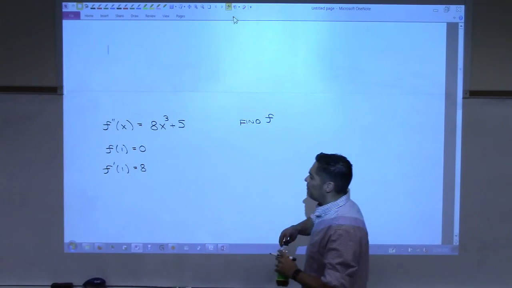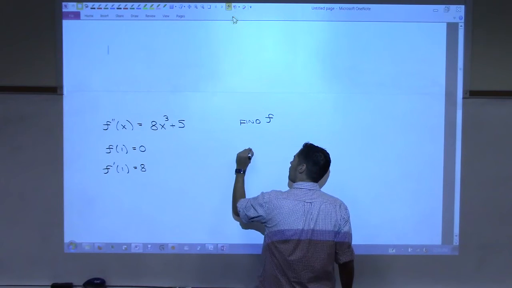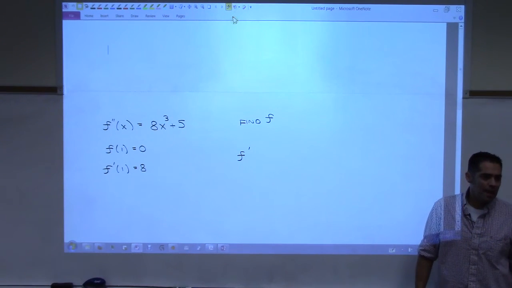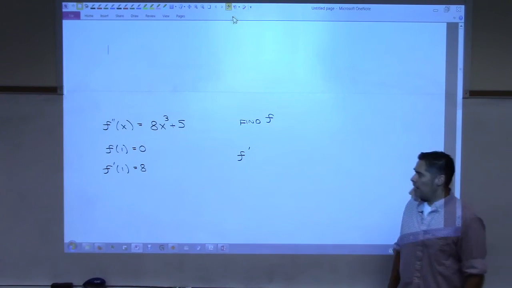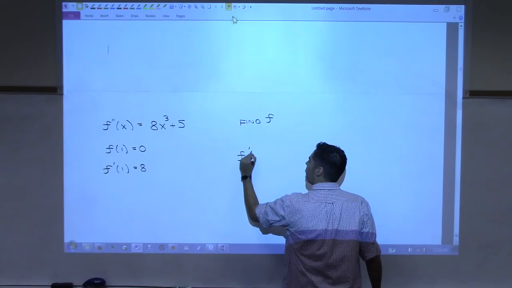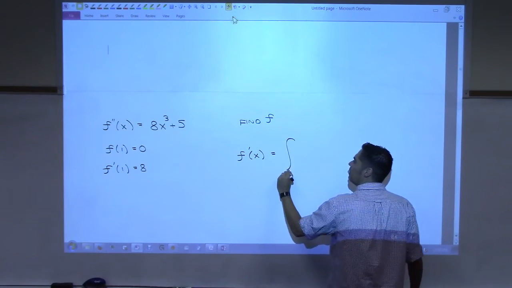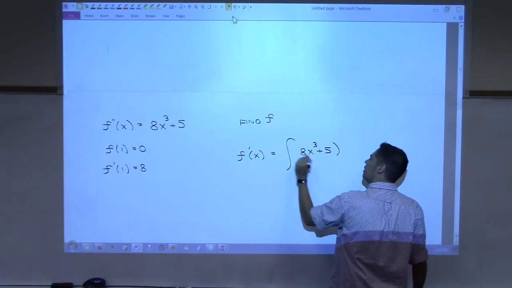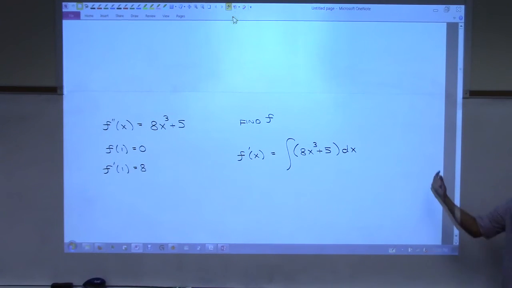So what can you tell me about f prime? It has to be the antiderivative of f double prime, right? So f prime of x should be equal to the antiderivative of 8x cubed plus 5 dx. Do we agree with this? We're going backwards on that chain.